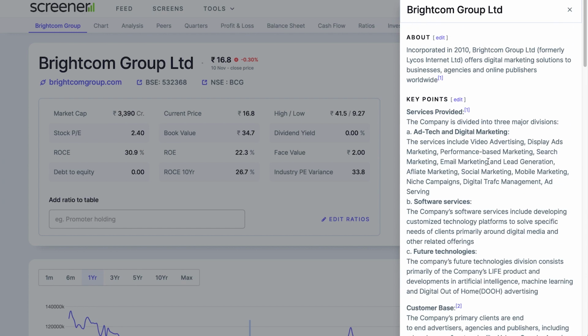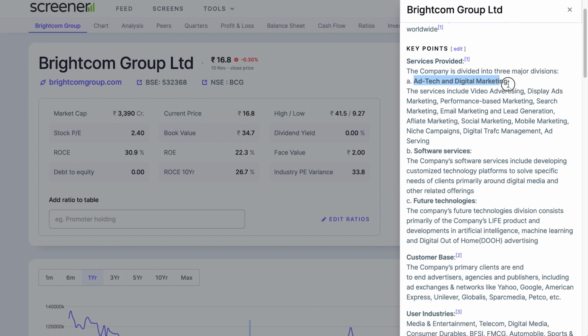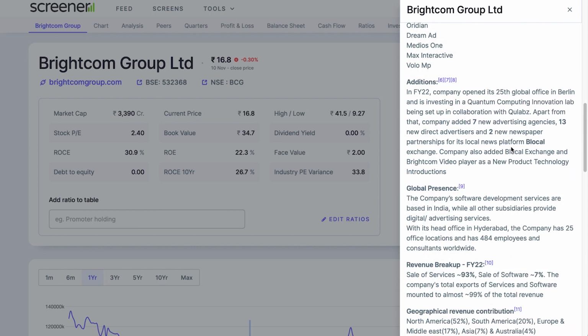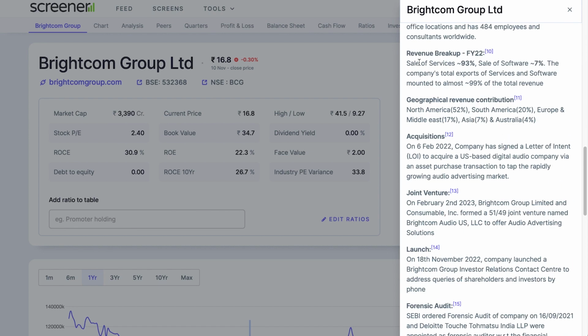If we look at the structure, it's ad tech and digital marketing revenue. So the revenue structure of this particular company is sale of services 93%, sale of software 7%. So sale of services was ad tech, advertisements that they do. So that's broadly the level.